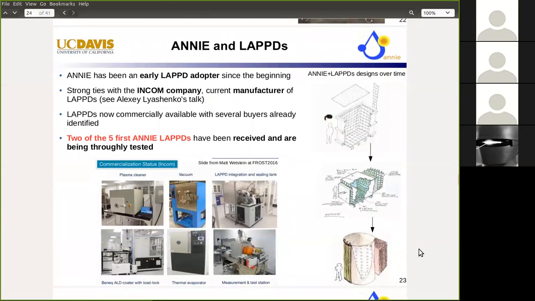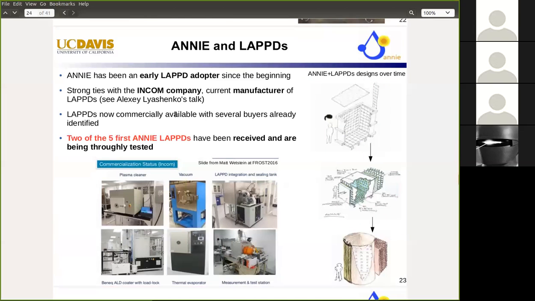All right. So about ANNIE, the relationship between ANNIE and LAPPDs, you have to know that ANNIE has been an early LAPPD adopter since the beginning. As you can see on all the different designs here over time, all of the ANNIE designs actually include LAPPDs. ANNIE has strong ties with the Incom company, the current manufacturer of LAPPDs, as you probably learned during Alexei's talk 2 days ago.